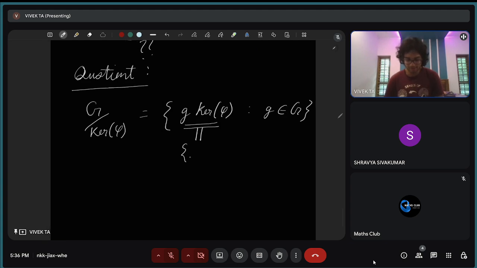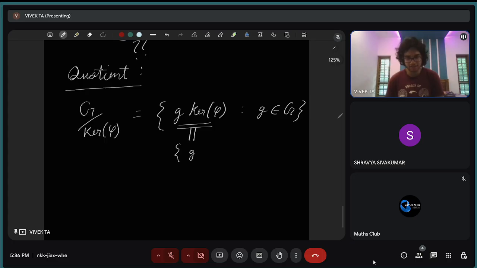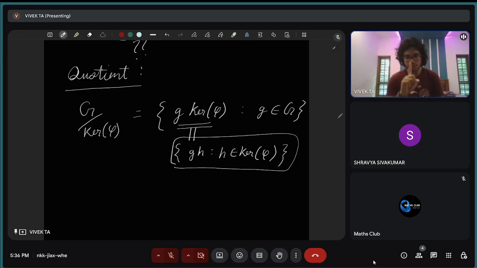So this is essentially gH. It itself is a set, by the way. So a coset is a set itself. This is essentially g operated on h such that h belongs to kernel phi. So you treat each of these as one element. Okay, so this is a coset. This is how you define a coset, and then you treat each of those sets as one element.